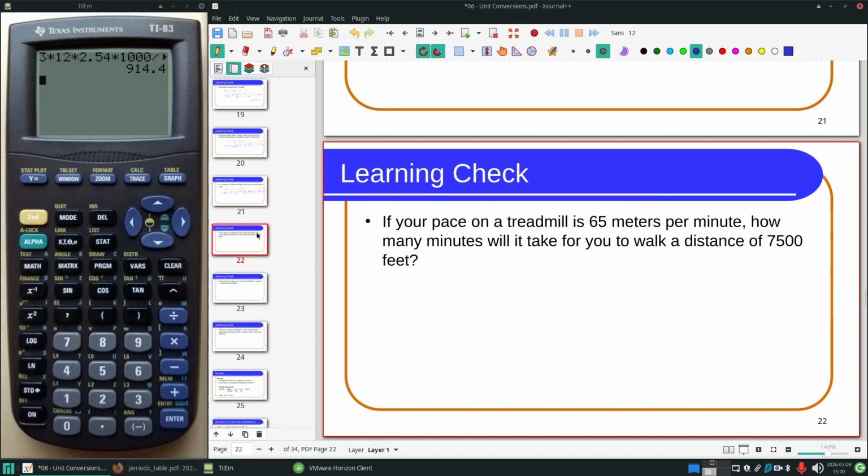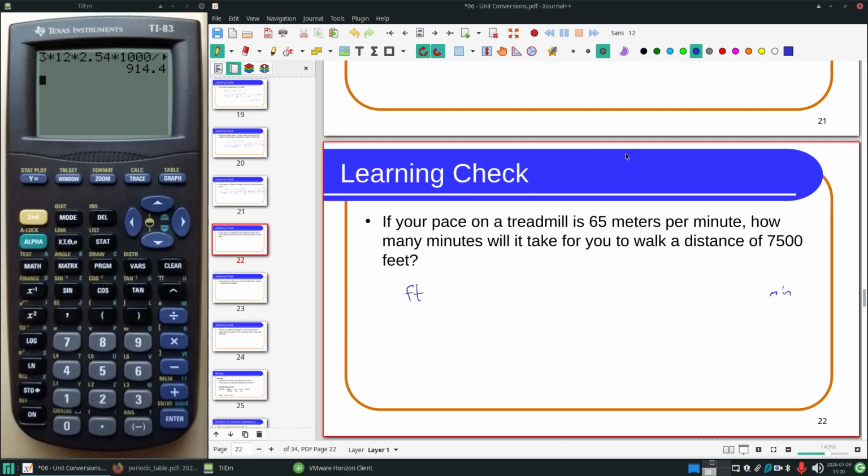All right, got another fun one, but this has multiple units in it. We have 65 meters per minute, and we want to know how long it's going to take you to walk a distance of 7,500 feet. Ooh. All right, so I'm going to start with that unit I'm given, feet, and I want to turn that into minutes.